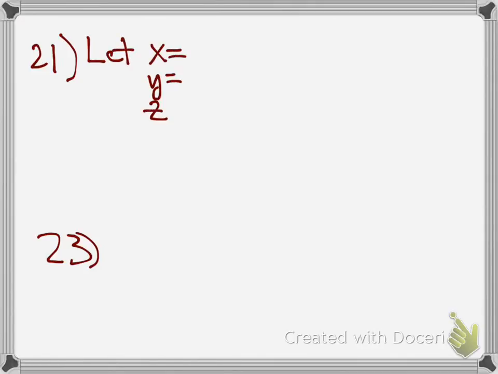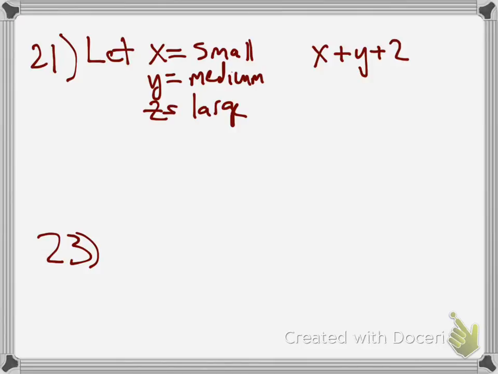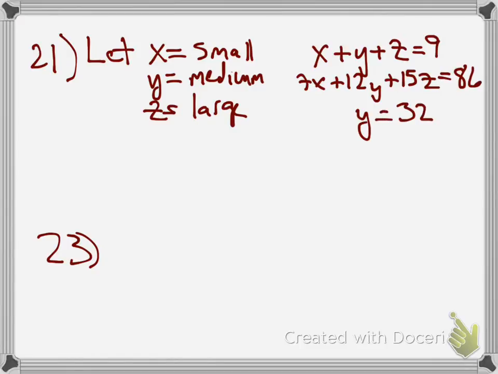Set it up. Okay, so you kind of need to know what X, Y, and Z are, or S, M, and L, whatever. X will be the small packages, Y will be the medium packages, and Z will be the large packages. Now it says that there were 9 of them sold. So that means if I take the X, the Y, and the Z, the small, medium, and large packages, I sold 9. Then take the dollar amounts. $7 plus $12 plus $15 has to equal the $86. Notice that 7 goes with the small, 12 with the medium, and 15 with the large.